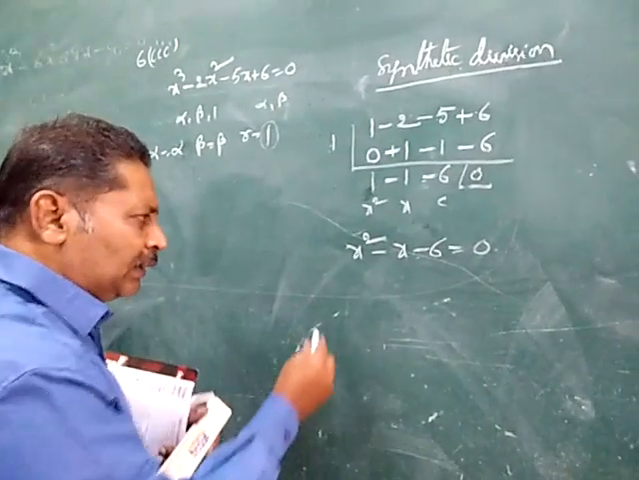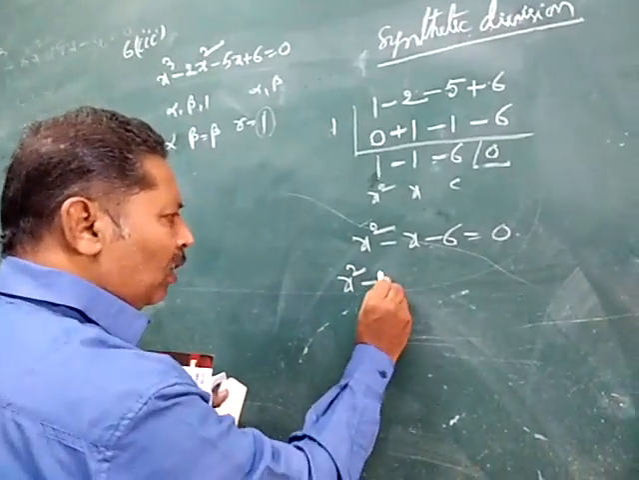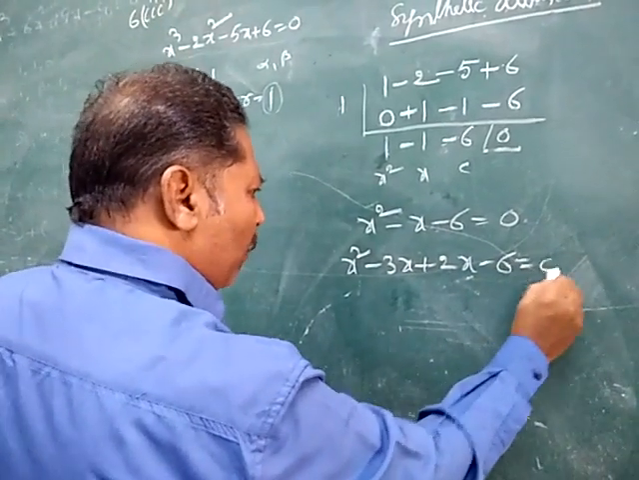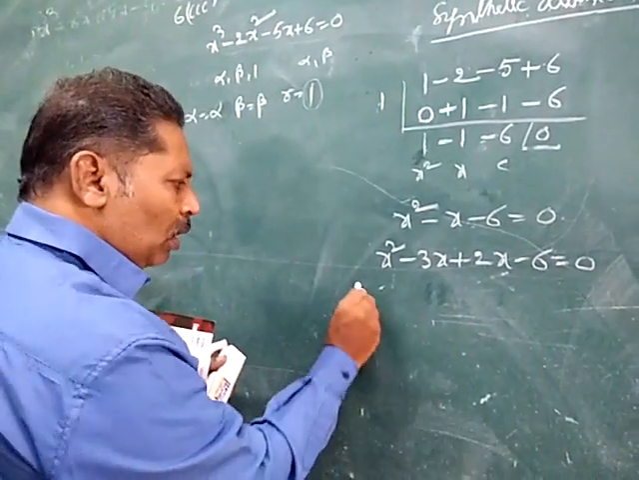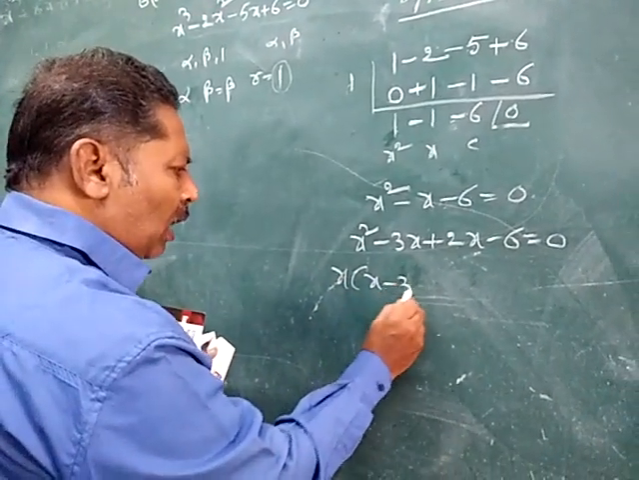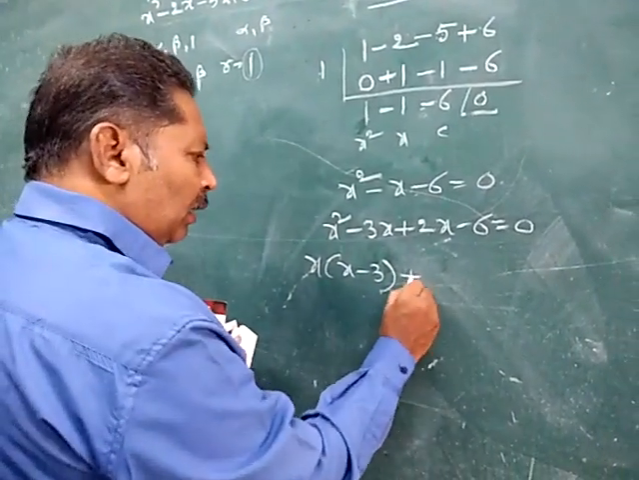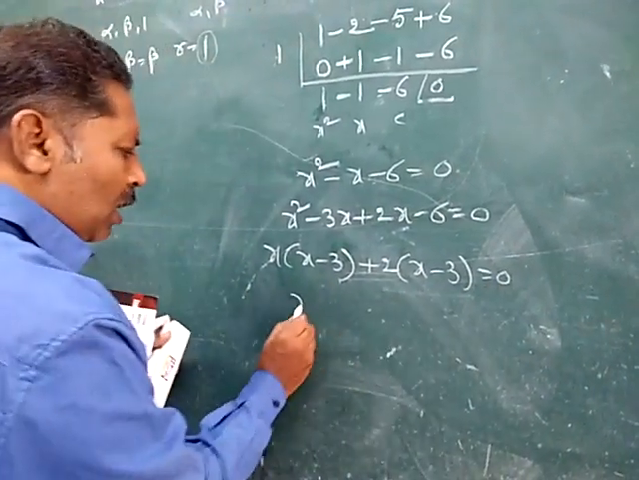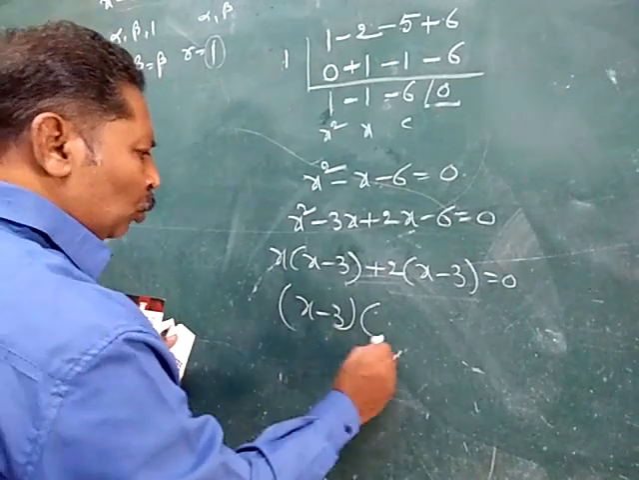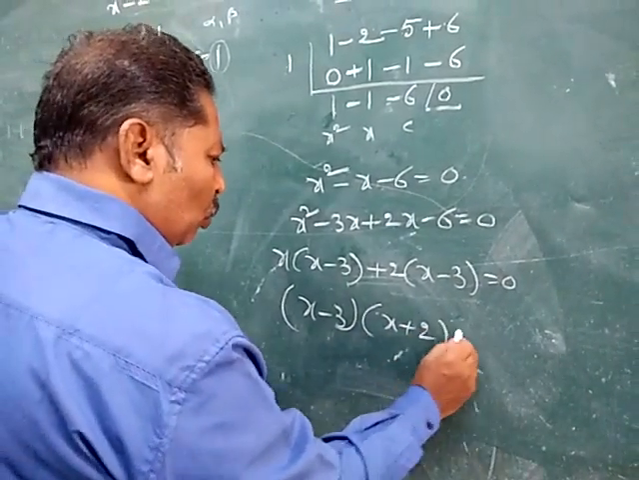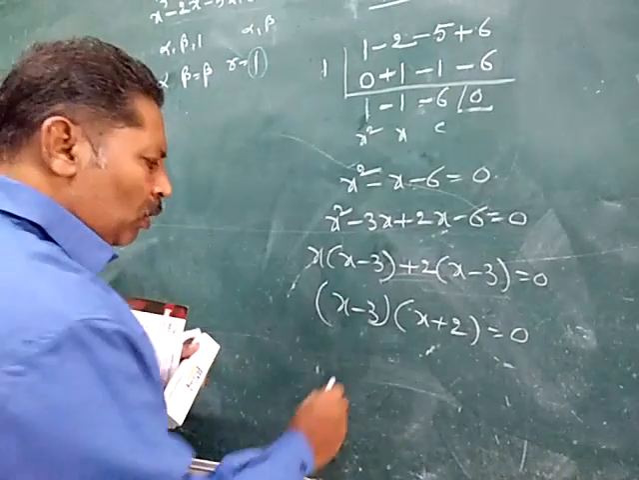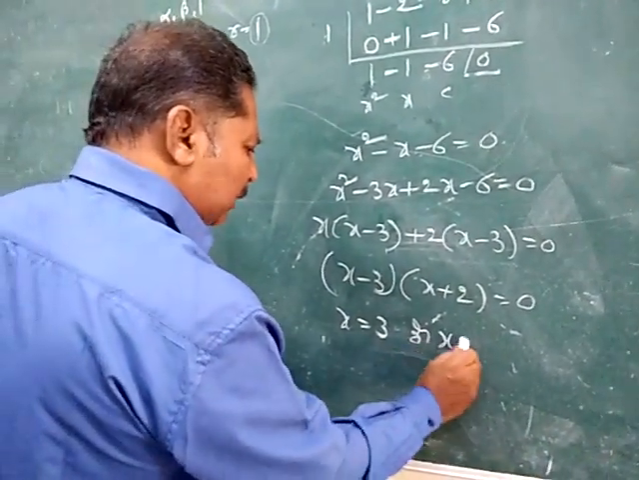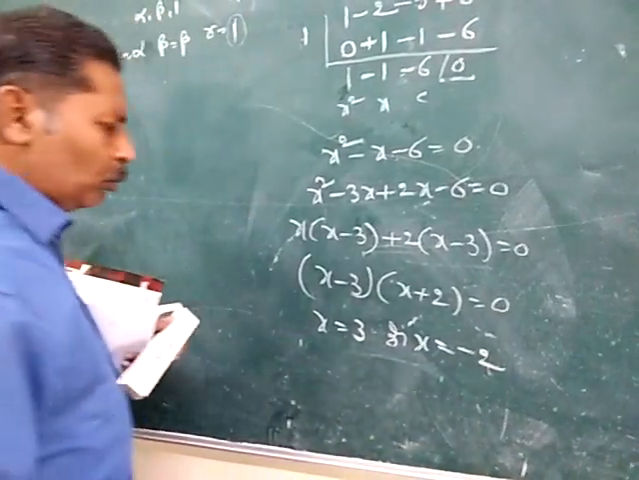Split into factors. X square minus 3x plus 2x minus 6 equal to 0. Take x common, x minus 3. Take plus 2 common, x minus 3. X minus 3 into x plus 2 equal to 0. So x value 3 or x value minus 2.